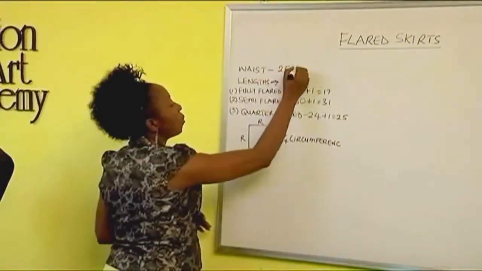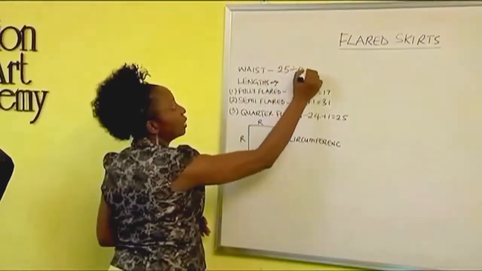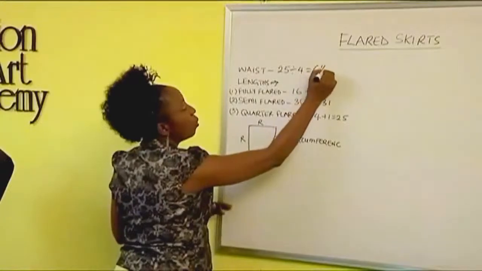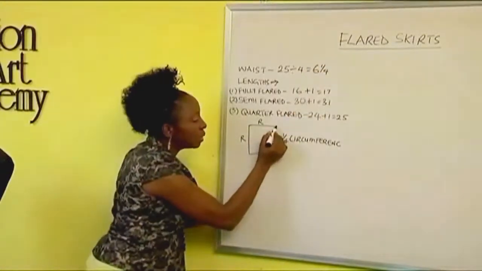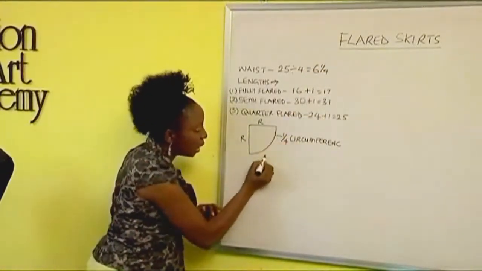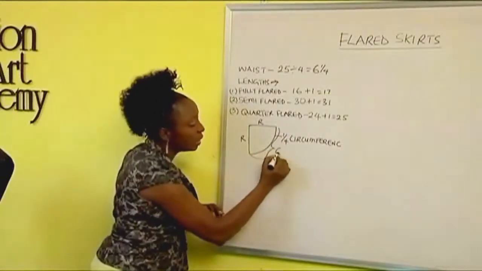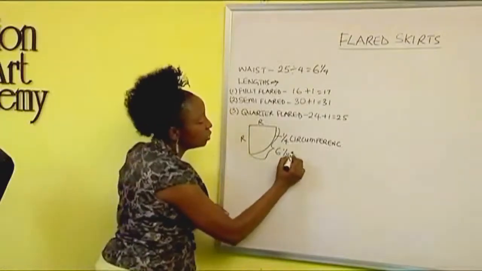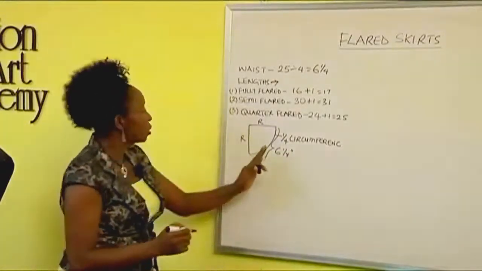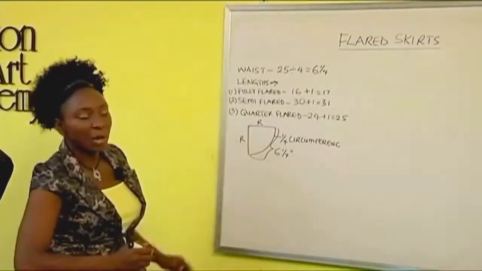Now if I divide my waist into 4, I'll get 6 1/4. That is what this place gives me. This arc I have here, that is already known. This is going to give me 6 1/4 inches. That is already known, but what I don't know is my radius.